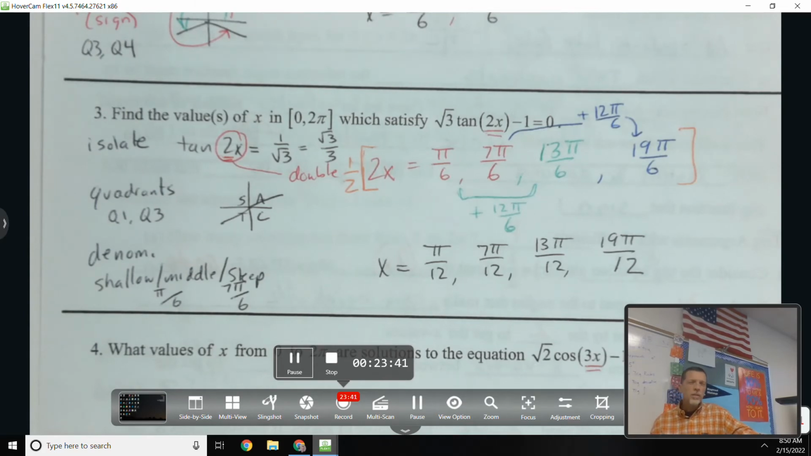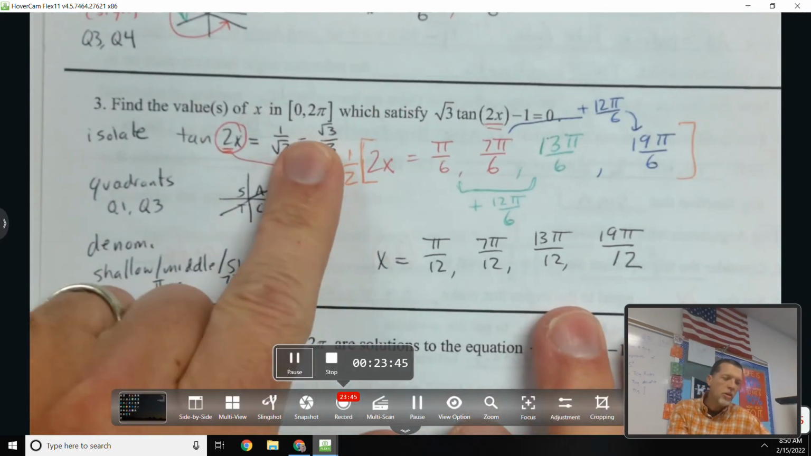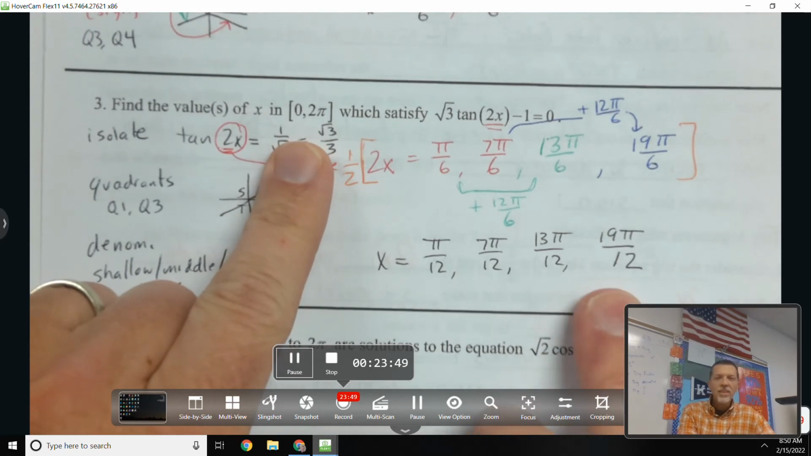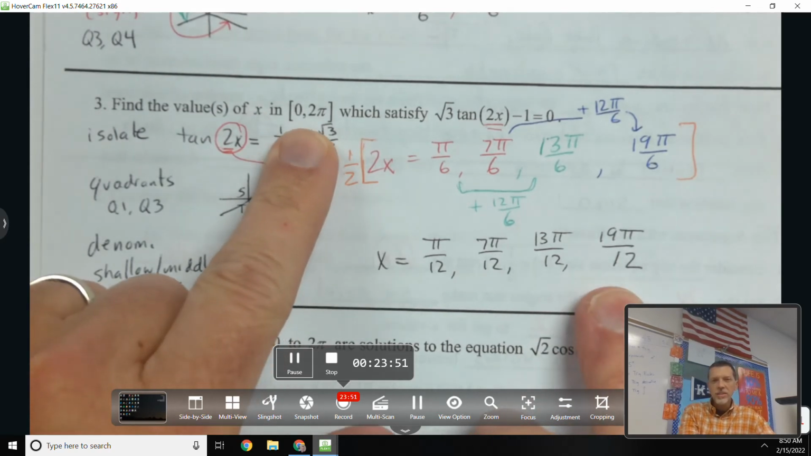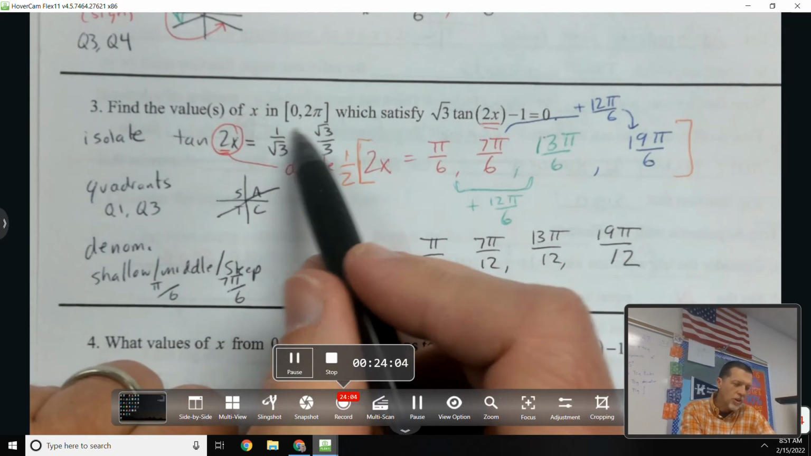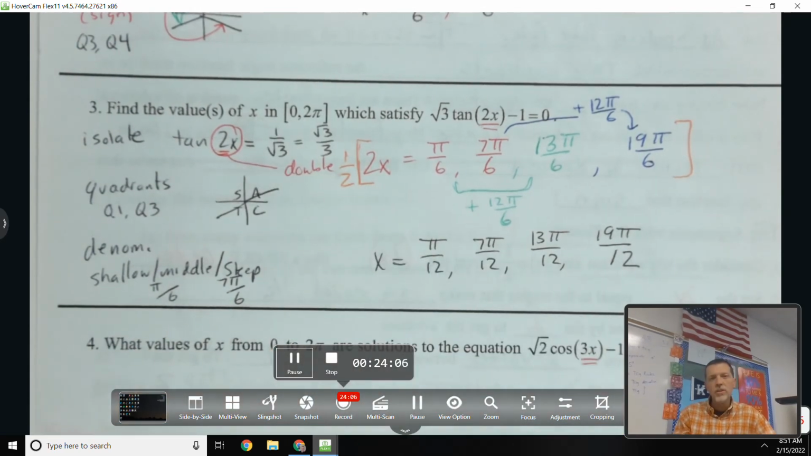You can kind of do a check on your answer. All of those should be between 0 and 2 pi. So maybe I should check that last one. 19 over 12. Is that less than 2? Yeah, it is, because 24 over 12 would be 2. So that's less than 2 pi. So I feel like all of my answers are in my range. So I'm good with those answers.